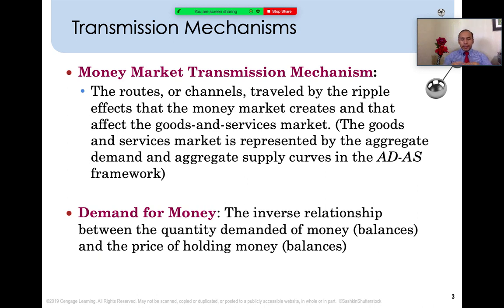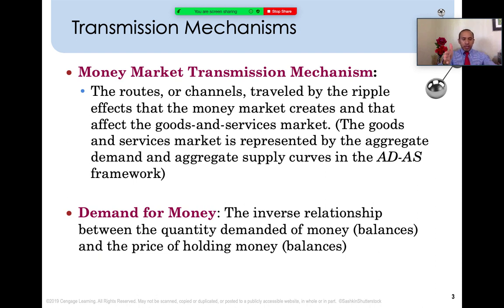The demand for money is demanded by all of the economic agents and participants that demand money. Essentially, it is the quantity demanded for money at any given interest rate. And it is represented by the inverse relationship between the quantity demanded of money and the price of holding money, which in this case is the level of interest rates.